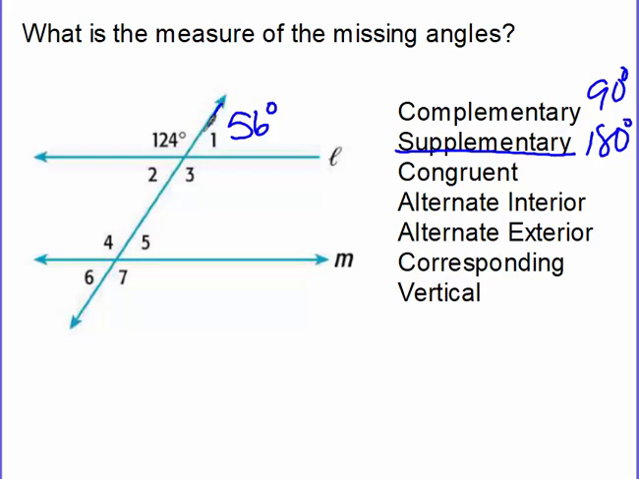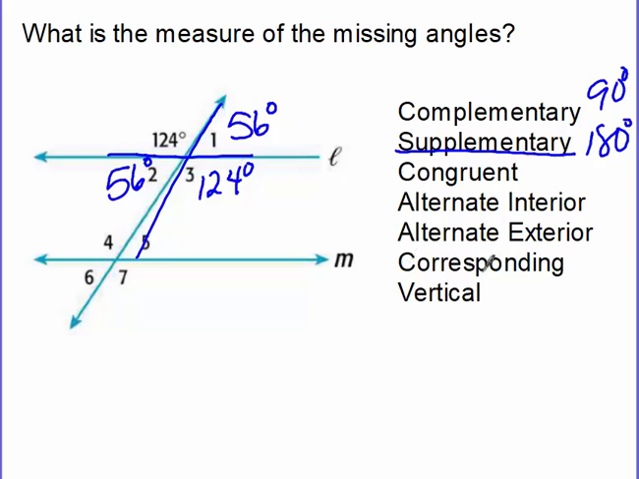The first one I want to talk about is angle 1 and 2. Angle 1 and 2 are what we call vertical angles, and vertical angles are congruent. All of these words right here represent congruent angles. So angle 1 and angle 2 are vertical angles, so they are congruent. The 124 that's given and angle 3 are also vertical angles, so they are congruent.